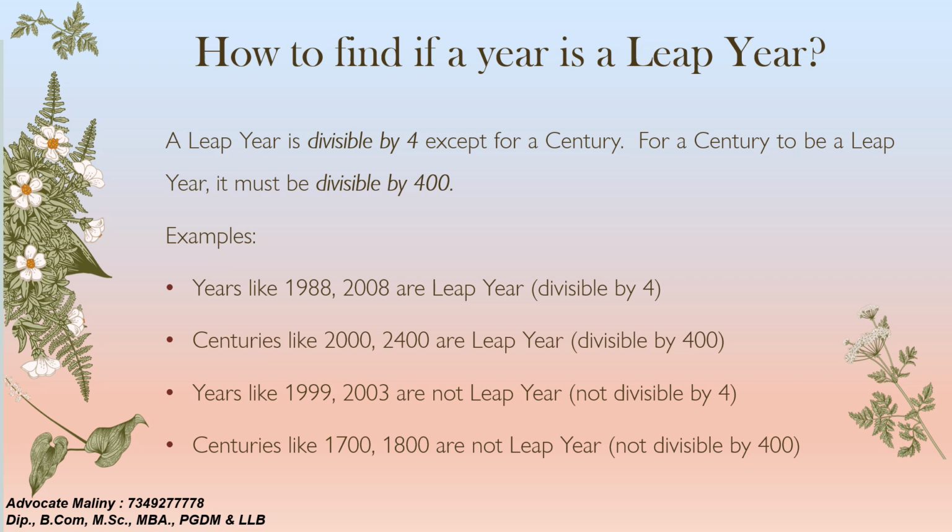So what you have to remember here is, to find if a year is a leap year, you have to divide it by 4. To find if a century year like 2000, 2400, 2200 is a leap year, you have to divide it by 400.